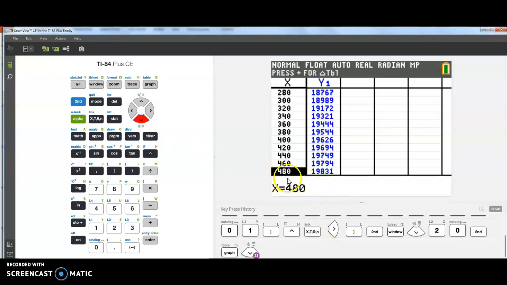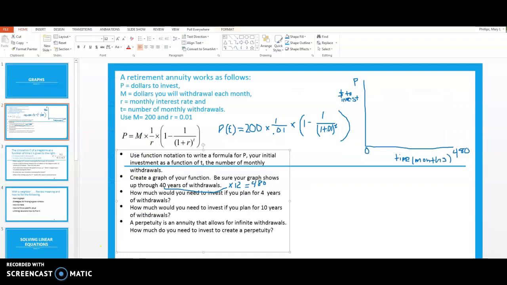So for 480, I would need $19,831 in that account. And so I'm going to make that just a rounded off number, approximately 20,000. So I'm going to go back to my PowerPoint for a moment and show you how this matters.